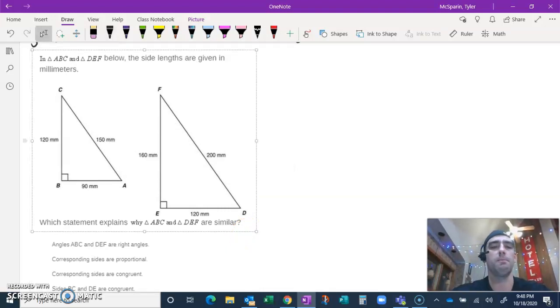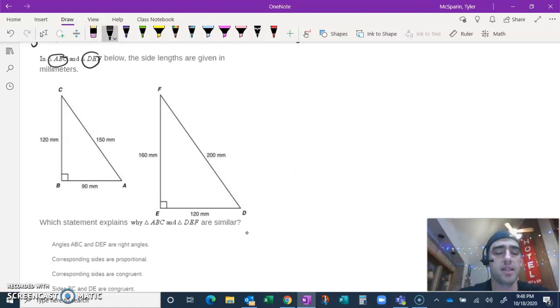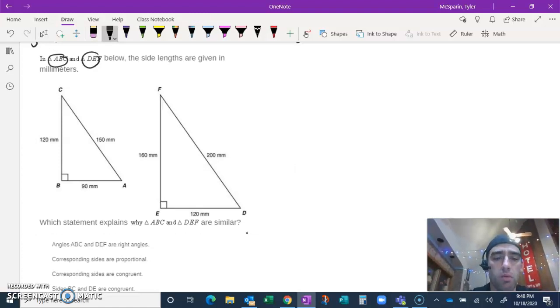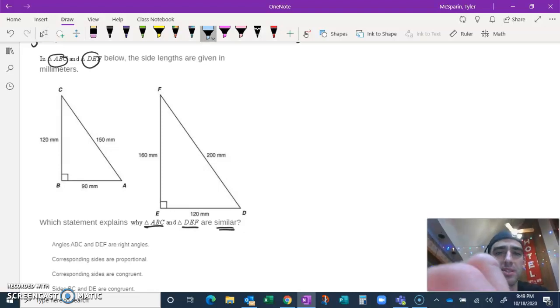All right, so this says in triangles A, B, C and D, E, F, the side lengths are given in millimeters. Which statement explains why A, B, C and D, E, F are similar? Okay, well, the first rule of similarity was that corresponding sides are congruent. Well, so it's nice.